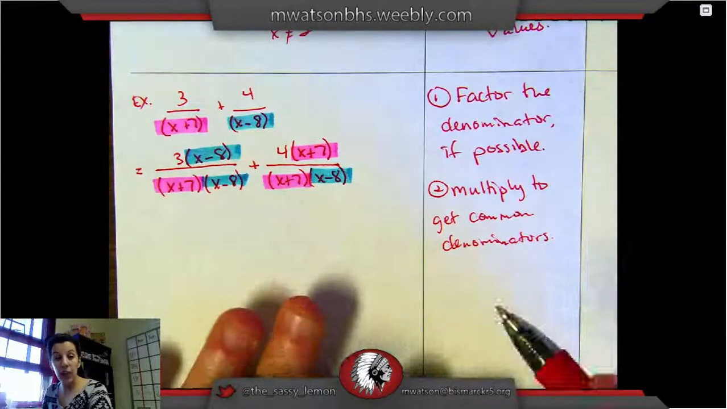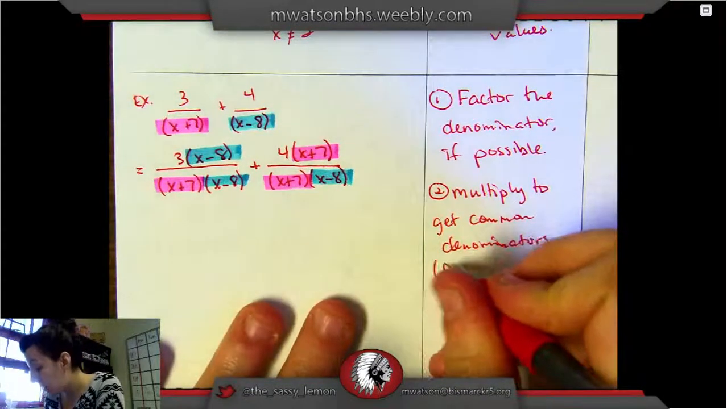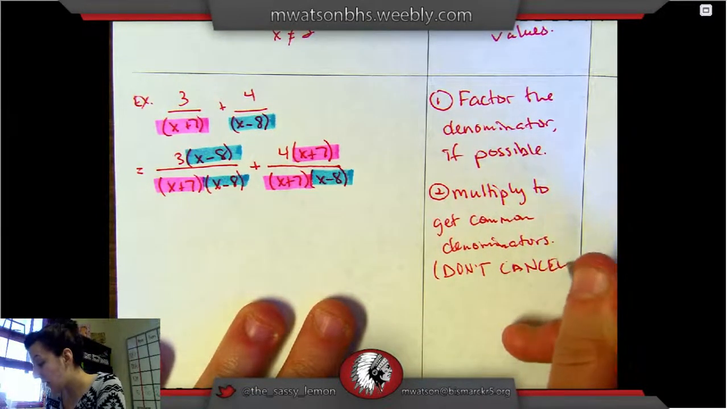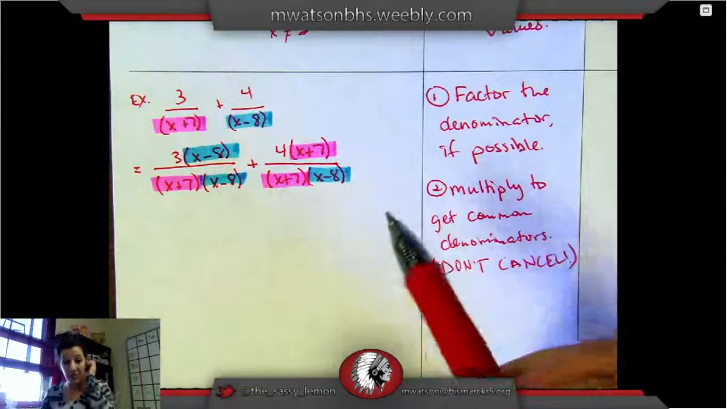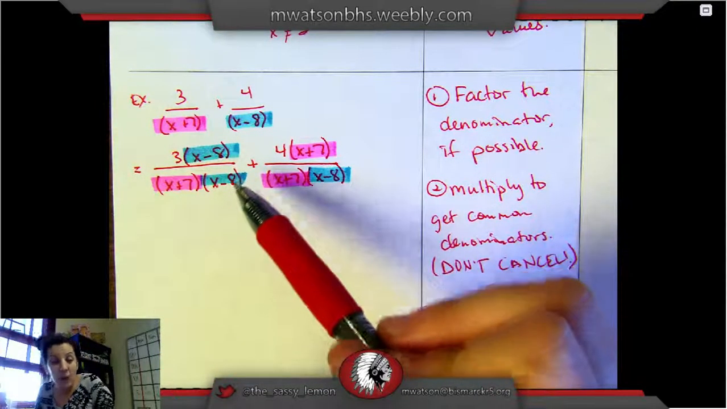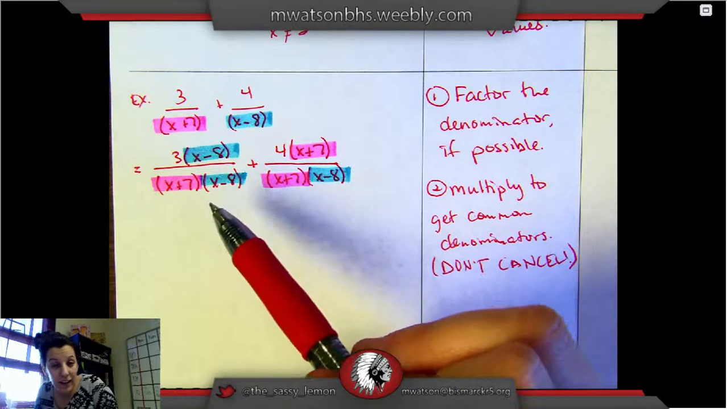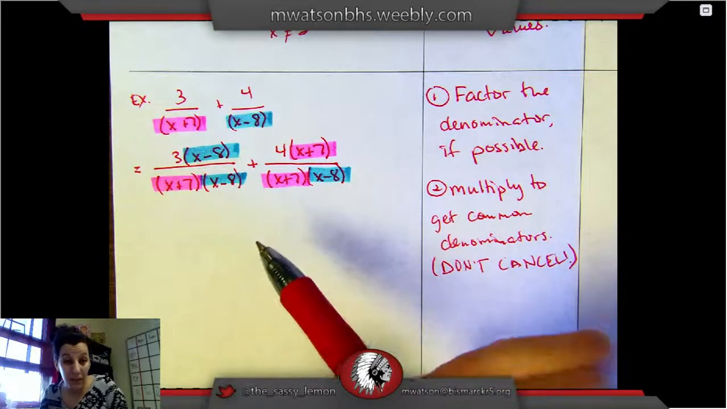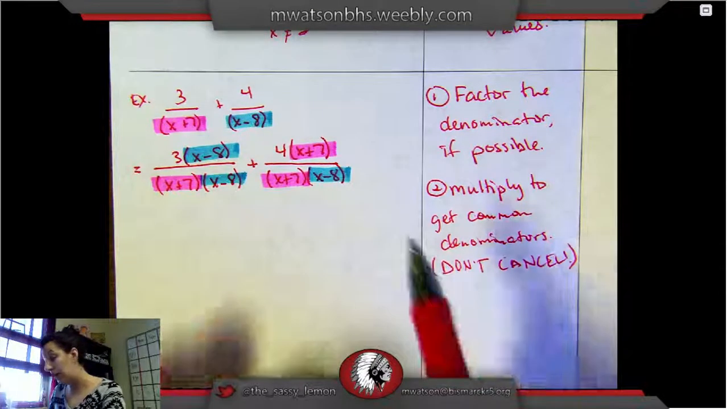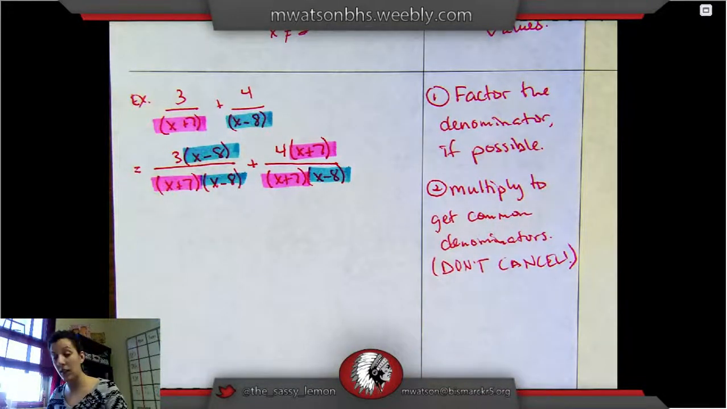And by the way, resist the urge to cancel. Don't cancel. Don't undo what you just did. A lot of students are tempted to do this. But right here, this x minus 8 over x minus 8, we don't want to cancel it because then our denominators aren't the same. We just multiplied by that on purpose. So resist the urge, don't cancel. We just multiplied to get common denominators.